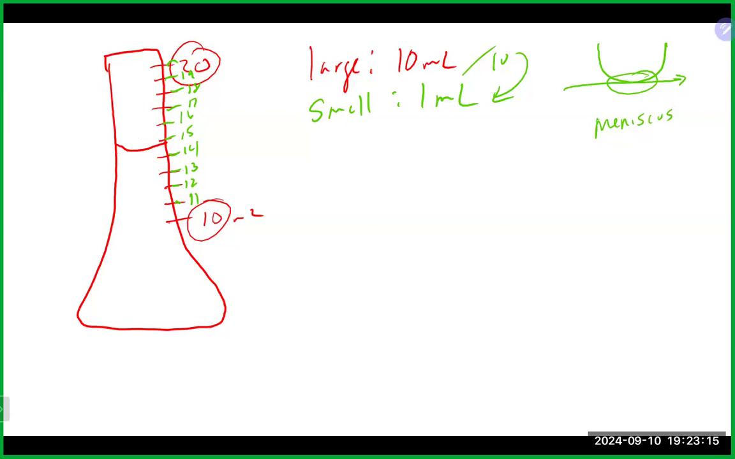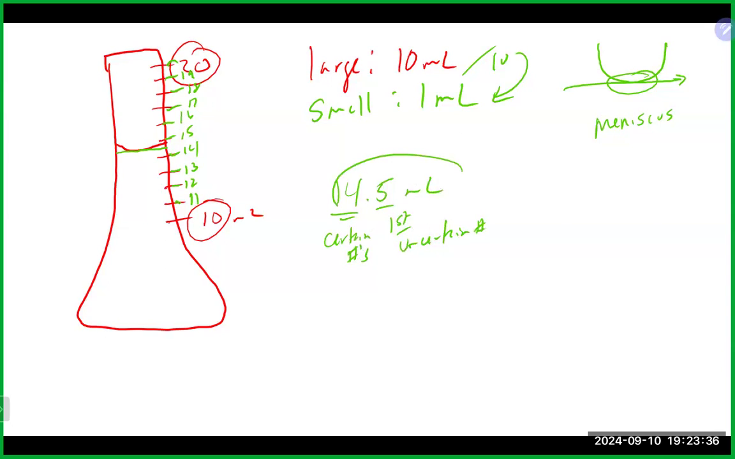Once again, when we look here, we can see that it is at least 14. Once again, we see that it's not exactly 14 or 15. So we need to record 14.5 milliliters, with the 14 being our certain numbers, and the 0.5 being our first uncertain number.